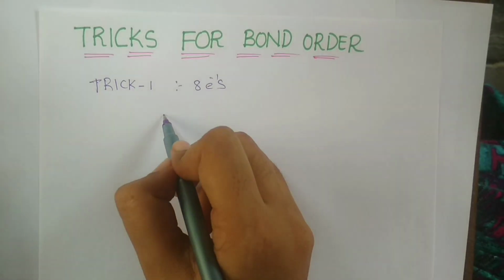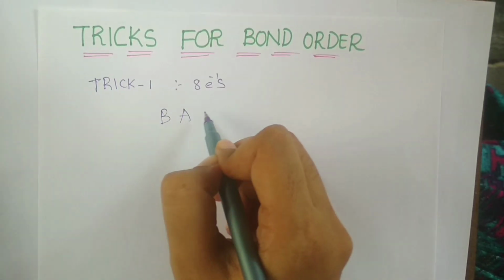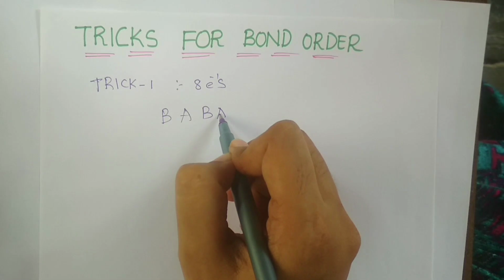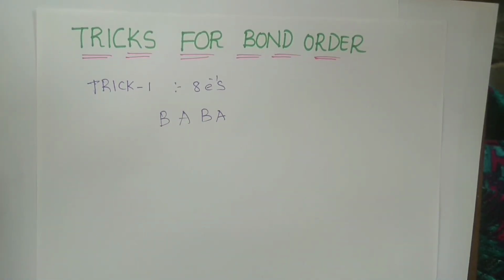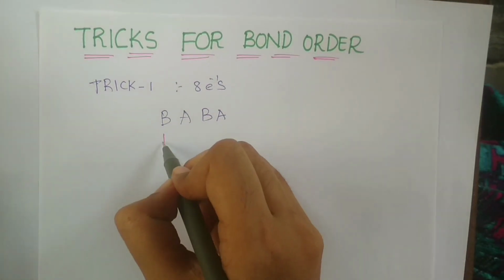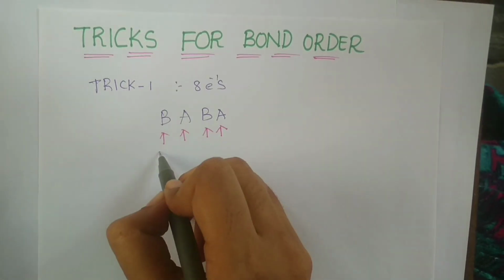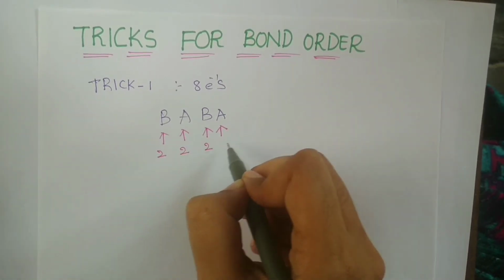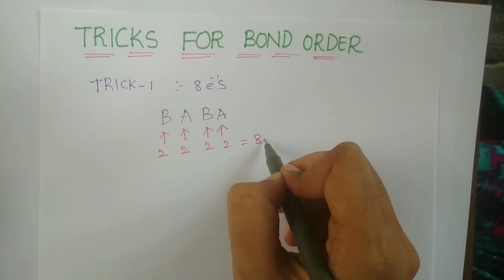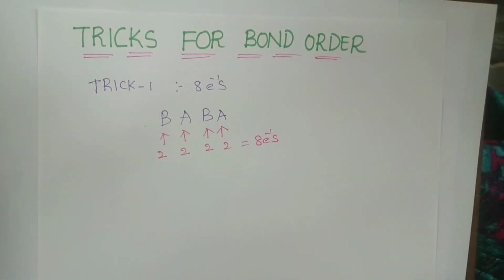So the trick here is the BABA trick, BABA. B stands for bonding orbital, A stands for anti-bonding orbitals. We all know each orbital can accommodate maximum 2 electrons. So totally 8 electrons it can accommodate.